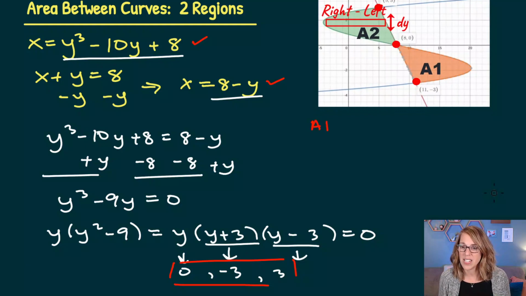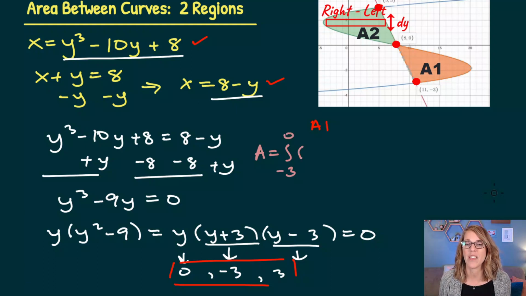Area 1 is equal to, I'm going to do this in pink, so area 1 is equal to the integral from, I'm going to go up now, so negative 3 to 0, making sure everything is in terms of y. So that's going to be negative 3 to 0, and I want to take my rightmost function and then subtract my leftmost function.